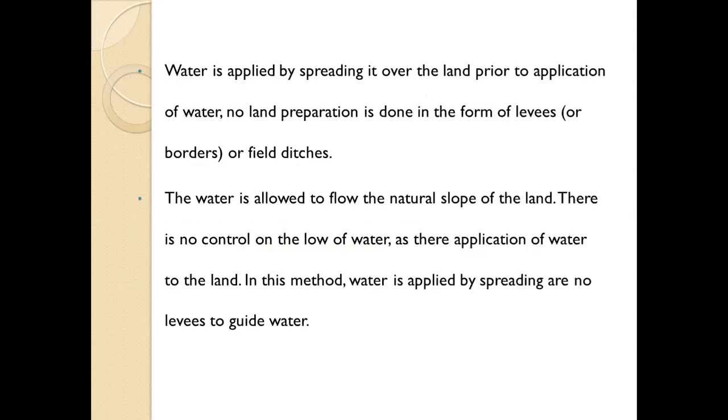So in this method, water is applied by spreading it all over the land. Prior to the application of water, no land preparation is done in the form of levees or borders, right? So the water is allowed to flow along the natural slope of the land. So there is no control on the flow of water. In this method, water is applied by spreading, and there are no levees to guide the water, right?